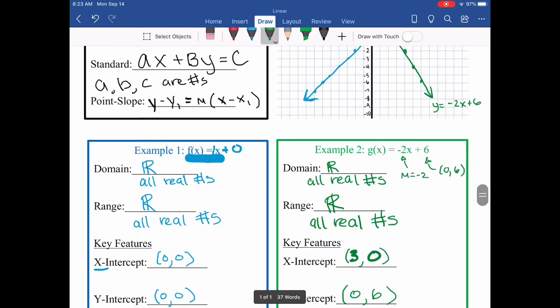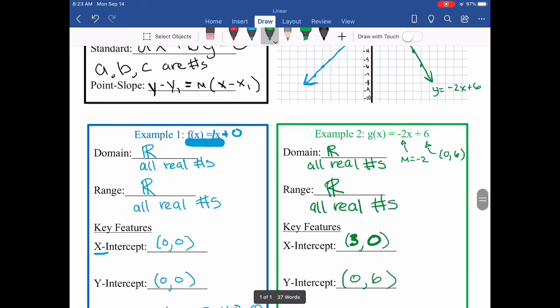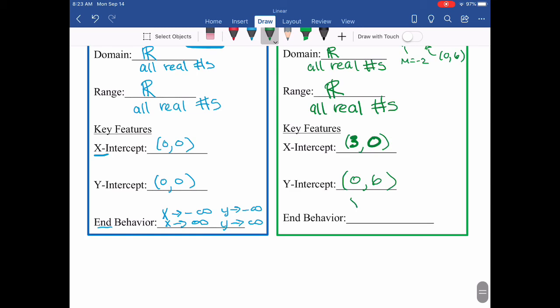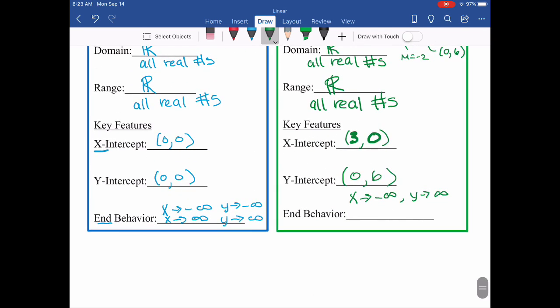Our end behavior is different from our parent function because here, as my x's get more negative, my y's are actually getting more positive. So I'm going to write that as x approaches negative infinity, y approaches positive infinity. And if we look down here, as the x's get more positive, the y's are decreasing. So we're going to write that as x approaches positive infinity, y approaches negative infinity.